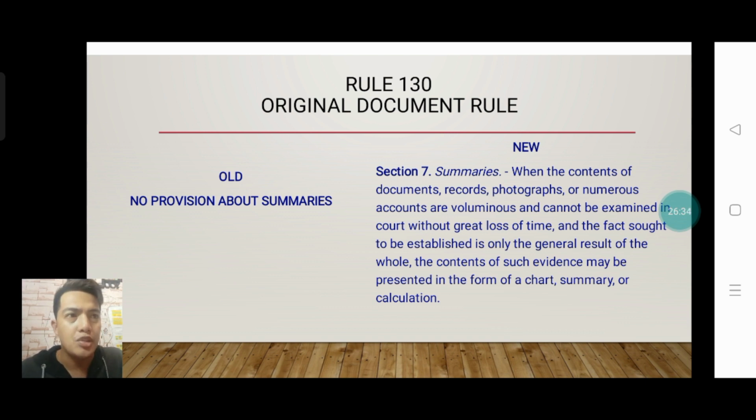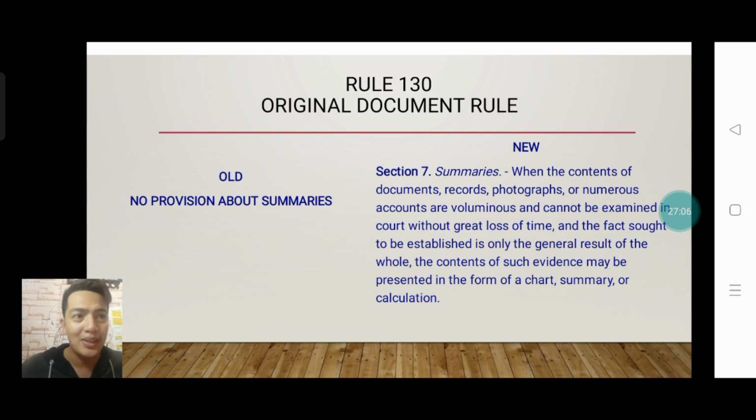that a summary is when the contents of documents, records, photographs, or numerous accounts are voluminous and cannot be examined in court without great loss of time, and the fact sought to be established is only the general result of the content of such evidence, it may be presented in the form of chart, summary, or calculation. So it is very clear nga pag-inom pa na ako ganiha, dili kinahanglan nga usa ka libraryhan, usa ka budigahan nga mga dokumento ang imuhang i-present sa court kung nag-considered siya as voluminous or numerous nga accounts nga mokuha na siya og great loss of time.